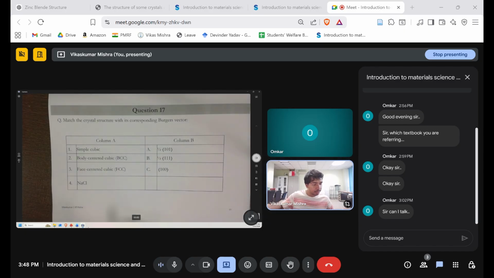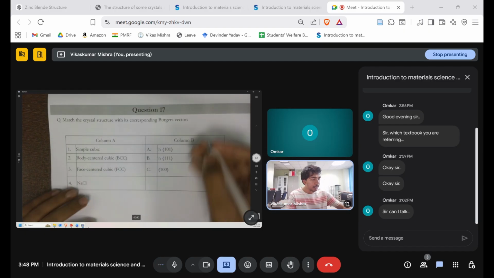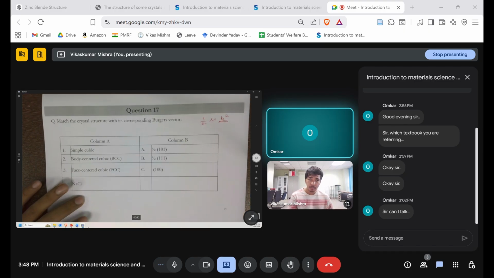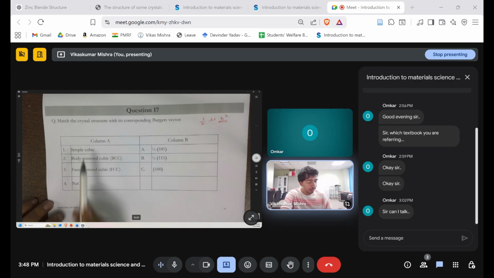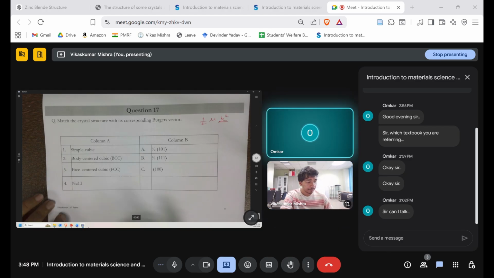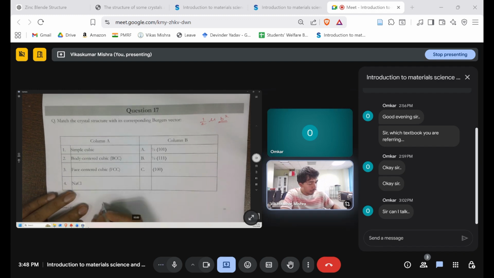Let's move ahead. Next part, question number 17. So we were discussing that in this particular equation of half G b square, we need to know the Burgers vector. So for the simple cubic, what will be the Burgers vector? So we have to draw a simple cubic, let's say.